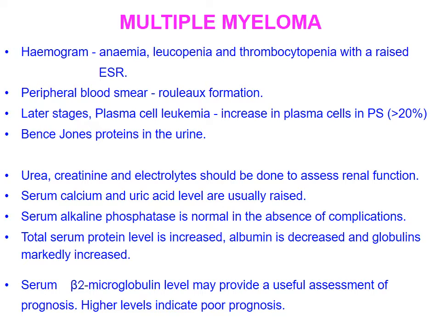Now moving on to biochemical investigations. To assess the renal function, we have to do blood urea, creatinine and electrolytes. And serum calcium and uric acid levels are usually increased. In case of complications, serum alkaline phosphatase is also increased. And there will be increase in serum protein level, but with an alteration of the albumin globulin ratio. The most important assessment for a prognostic factor is serum beta 2 microglobulin.